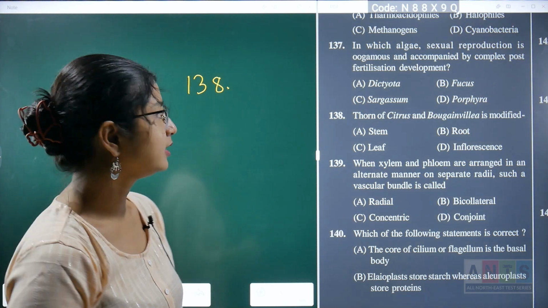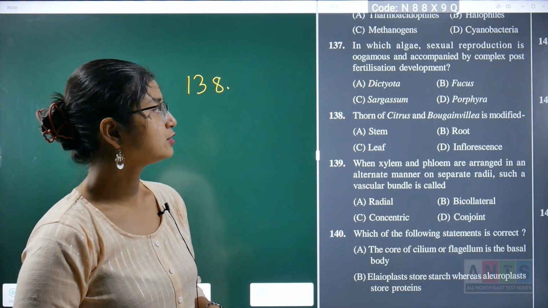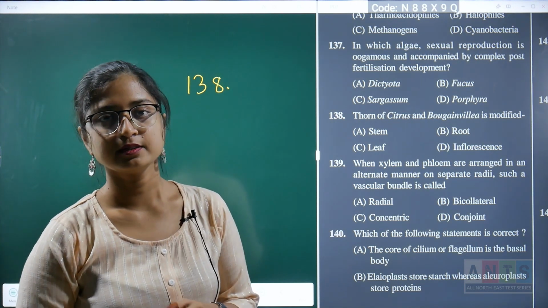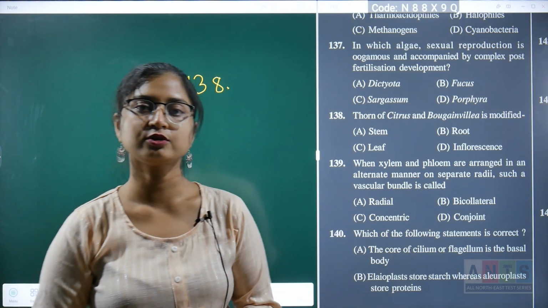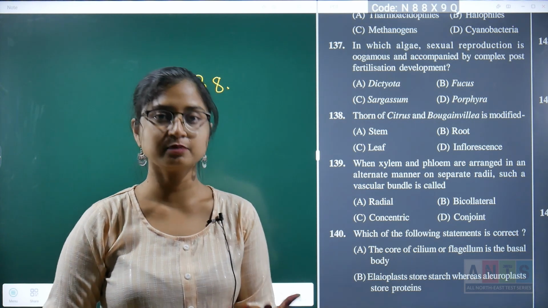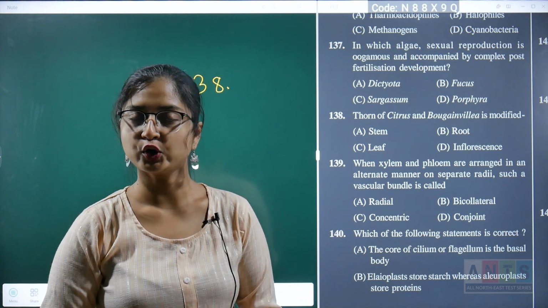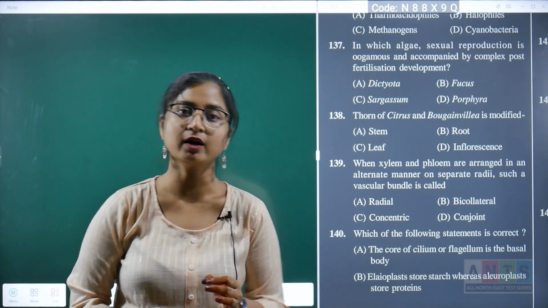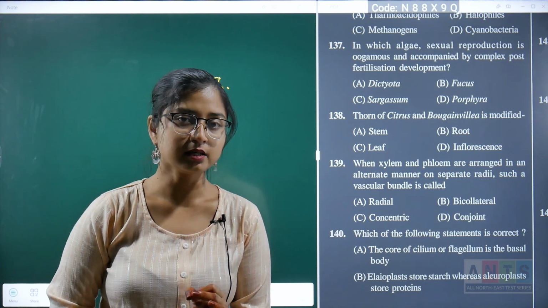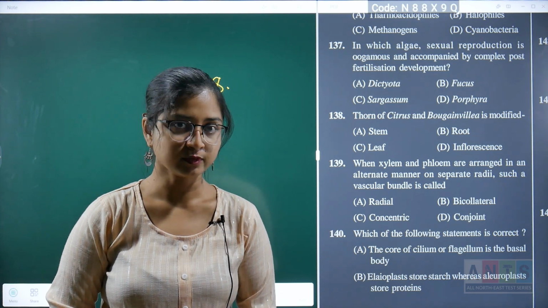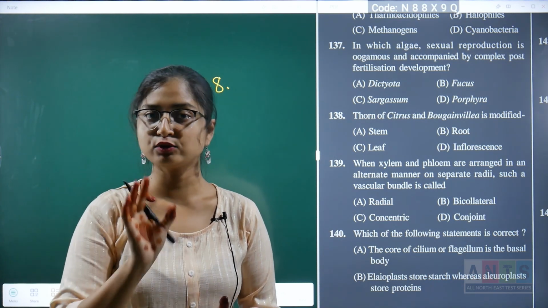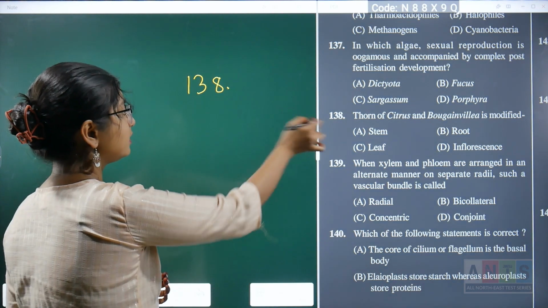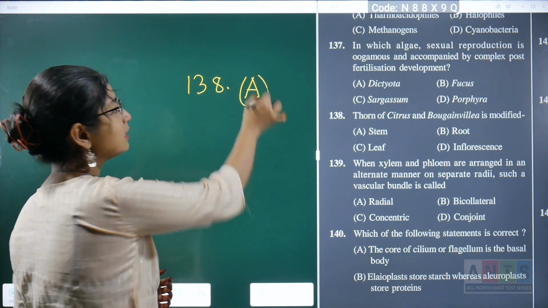Now question number 138, thorn of citrus and bougainvillea is modified. So in citrus and bougainvillea plants, the sharp pointed structure that they develop as a defense mechanism is called the thorn. And where is the thorn developing from? Thorn is developing from the axillary bud. So axillary bud is a part of the stem. So overall what we can say is that the thorn is considered to be a stem modification. So 138, the correct answer is option A.